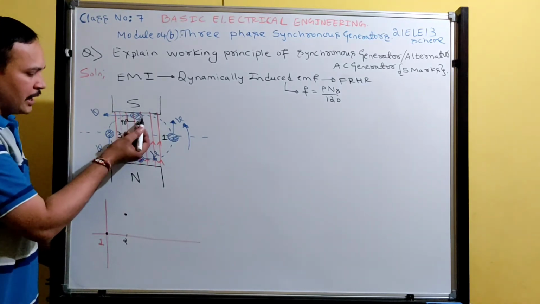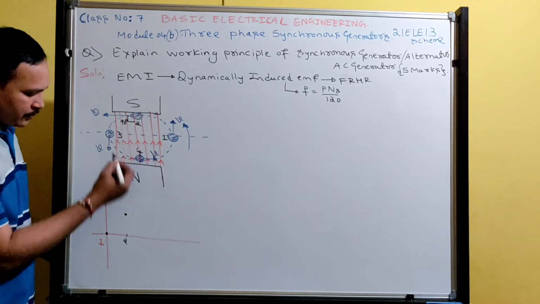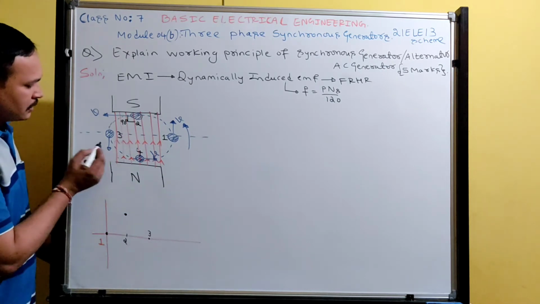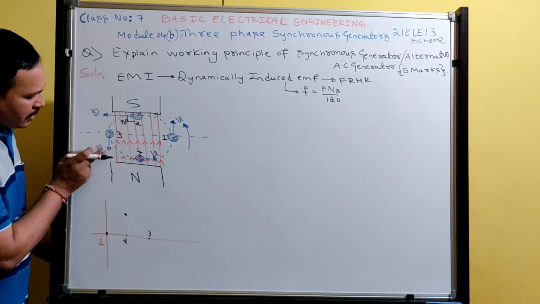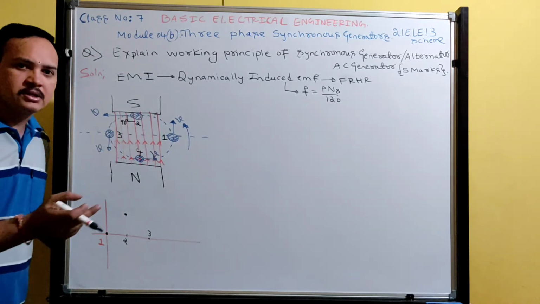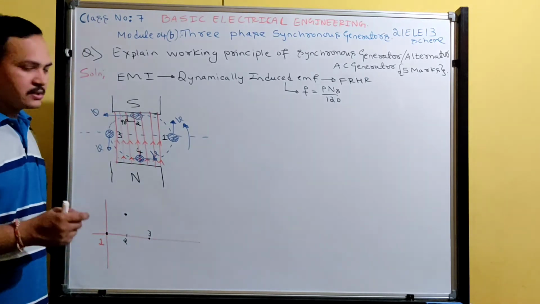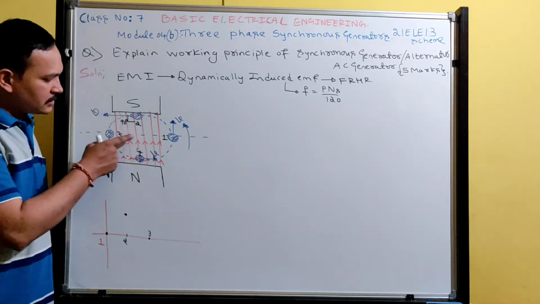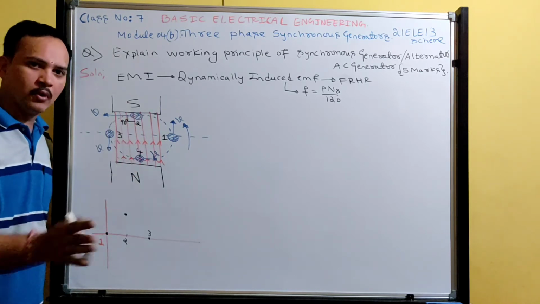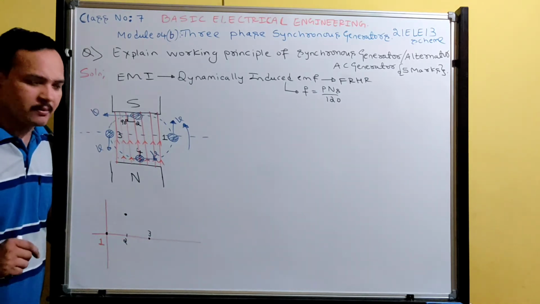Now at position 3, rotate this conductor a further 90 degrees. At position 3, again the velocity is parallel to the lines of flux. Under that condition, the induced EMF will be minimum. Why? Because the conductor is not cutting the flux, the induced EMF is 0, whereas at the other position it is cutting the flux, giving more EMF. At position 3 we will get 0 induced EMF.